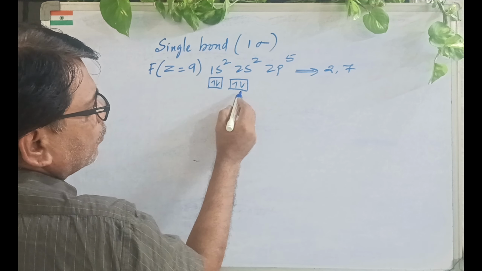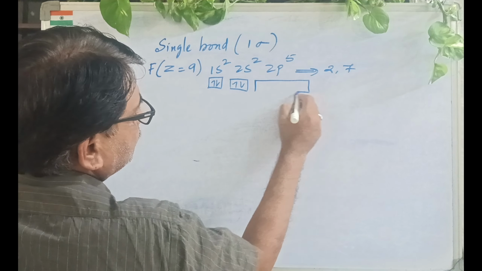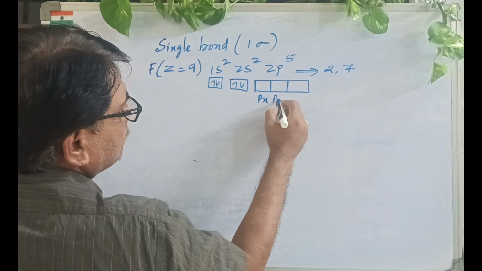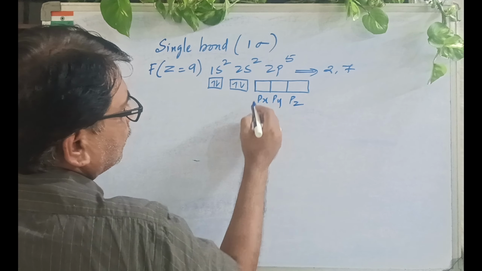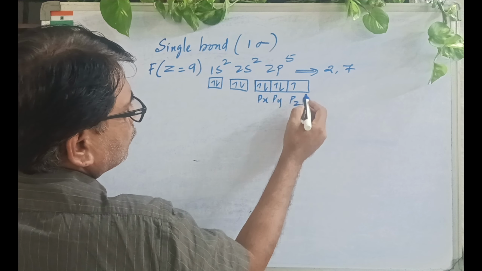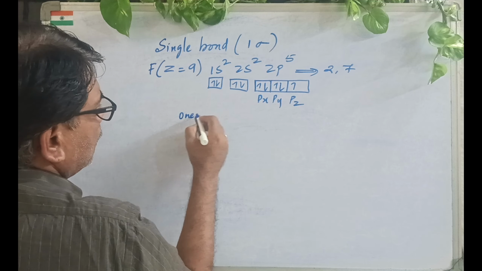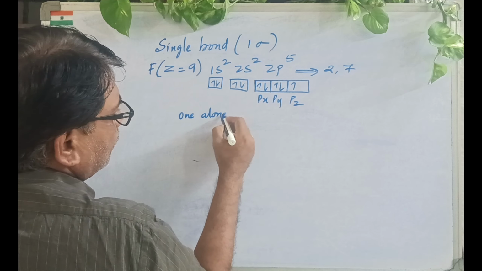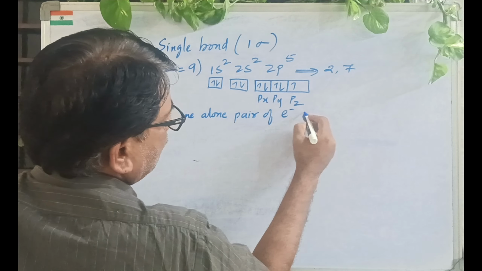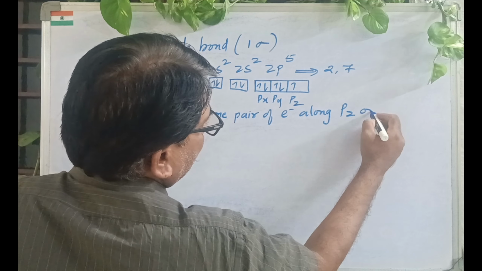And s has only one box because it has one degenerate orbital. P has how many degenerate orbitals? 3. So this is Px, this is Py, and this is Pz. You have to fill 5: 1, 2, 3, 4, and 5. So you have one lone pair of electrons, a leftover pair, along the z axis, in the Pz orbital.